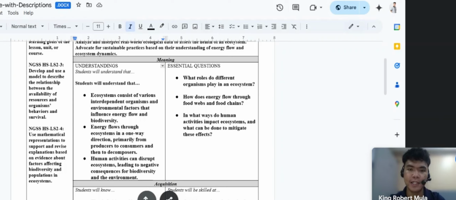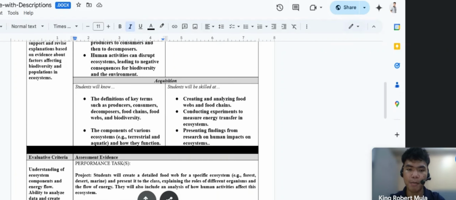and human activities. So next, let's proceed to the essential question, which are provocative questions that drive the inquiry and understanding. They help frame our lessons and encourage students to think critically about the ecosystem. By exploring these questions, students will engage in meaningful discussion that deepens their understanding of the material and its real-world application.